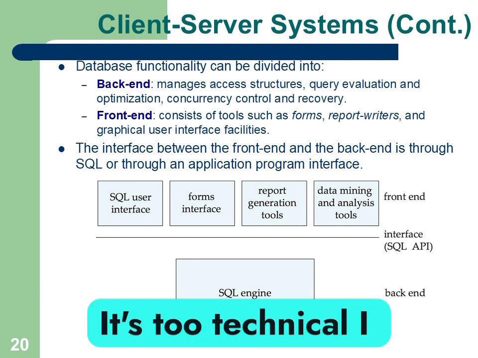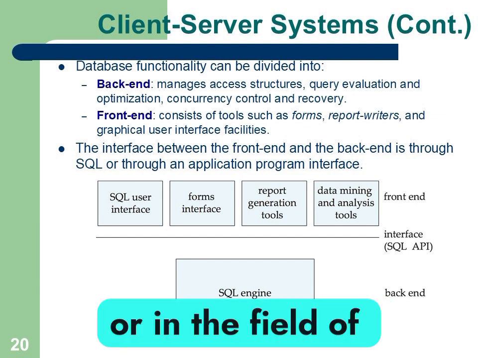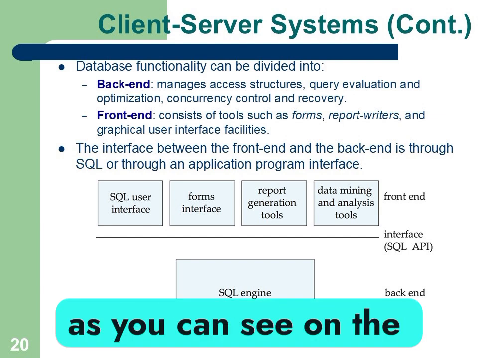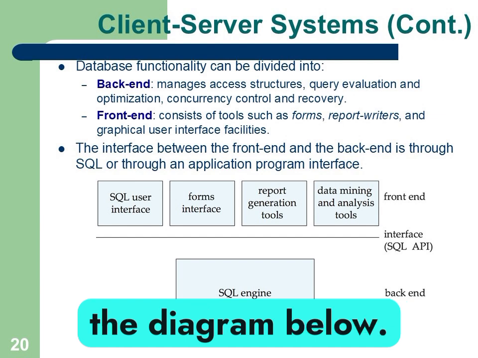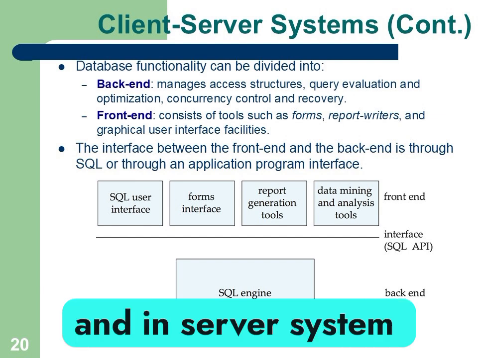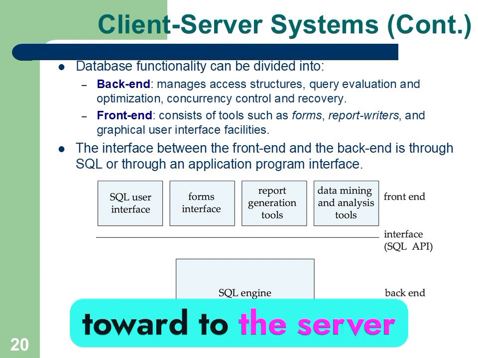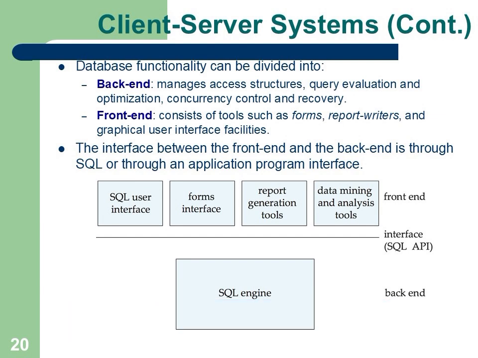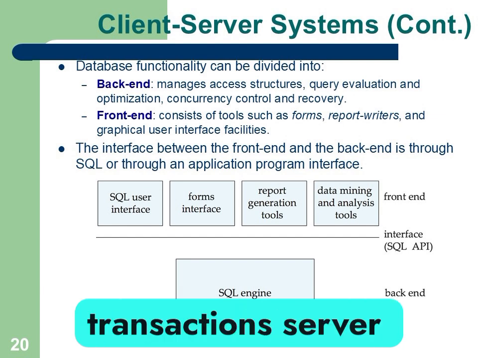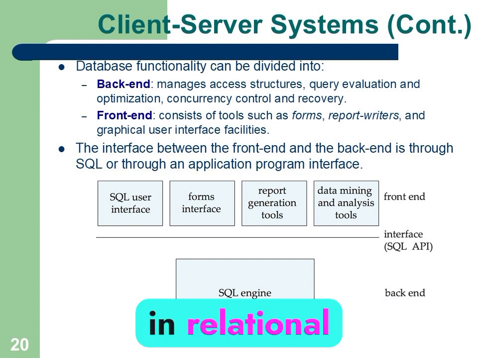Are we together? It's too technical, I know, but this is something that we have been doing in many of our courses or in the field of computing. So this is what we have generally, as you can see in the diagram below. This is a server system architecture, and whatever we send goes to the server that houses the databases, right? This server architecture is classified into two: we have the transaction server and the data server. The transaction server is widely used in relational database systems.